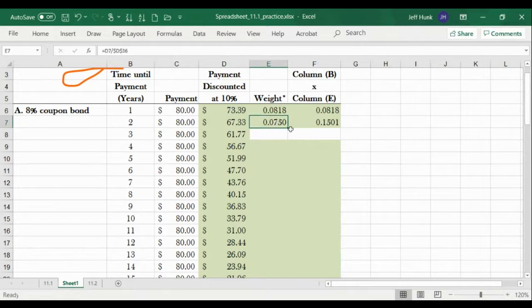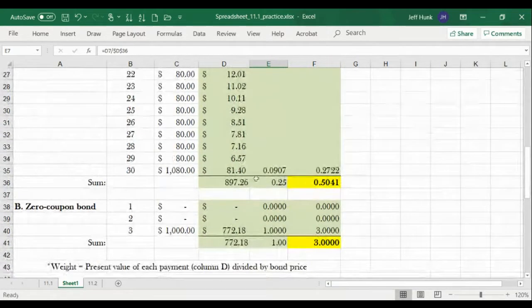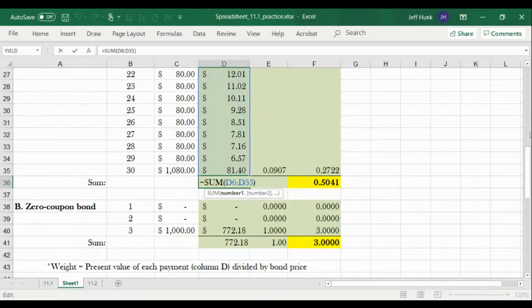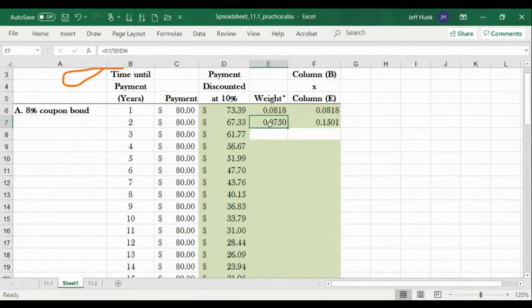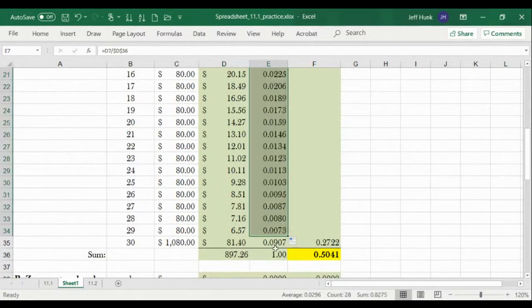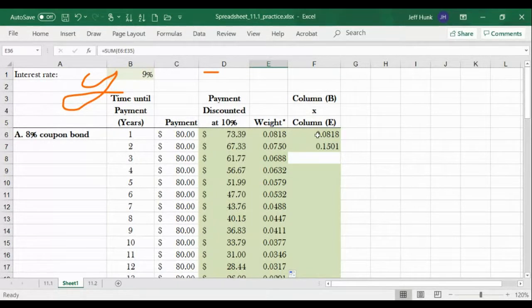I have to divide it by the sum of all those. Let's see, sum of D6 to D35, so correct. And the weights all add up to 1, so it's correct. Now, it's simply each period times the weight. So as long as this is correct, then all you need to do is just drag it down.